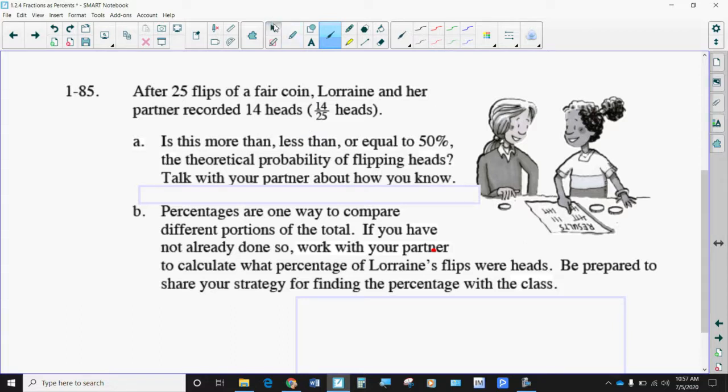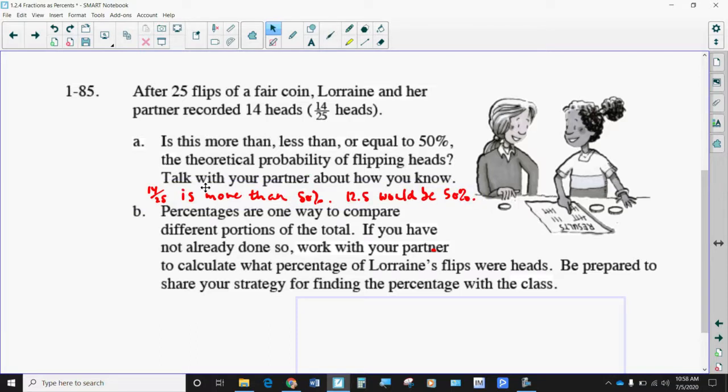If you said that it was more than 50%, you would absolutely be correct. 14 out of 25 is more than 50%. Just remember that for fractions that are equal to 50%, the top number is always exactly 1/2 of whatever the lower number is. So if you had 10 out of 20, that would be 1/2 because 10 is half of 20. What number is half of 25? Isn't that 12.5?